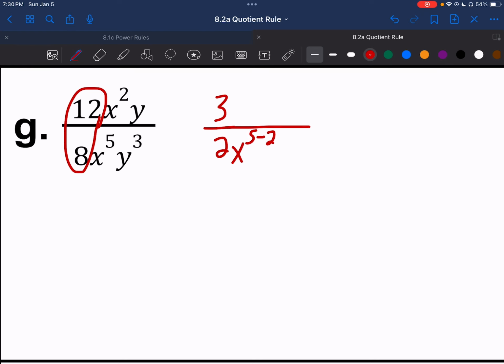y over y to the 3rd. Where do I have more y's? I have more y's in the denominator, so it's 3 minus 1. Let's simplify this. We have 3 over 2, 5 minus 2, x to the 3rd power. y, 3 minus 1 is 2, y to the 2nd power. So it's 3 over 2, x cubed y squared.